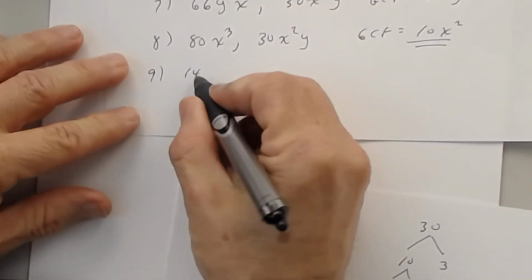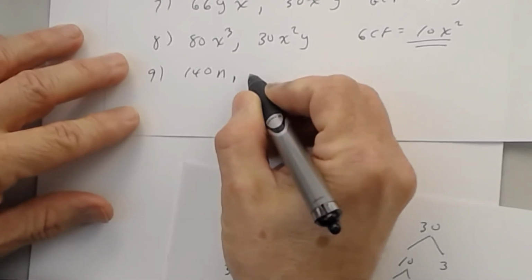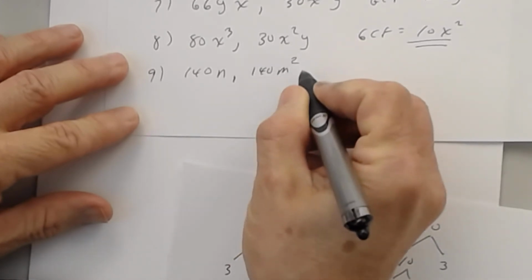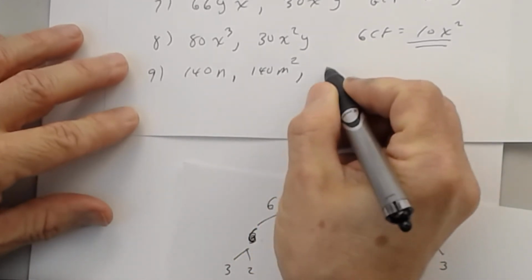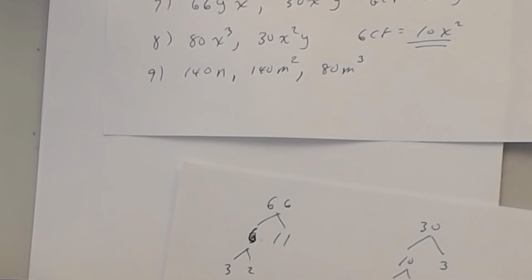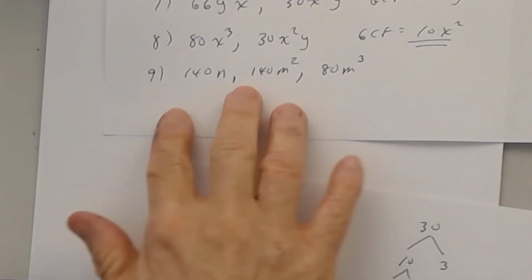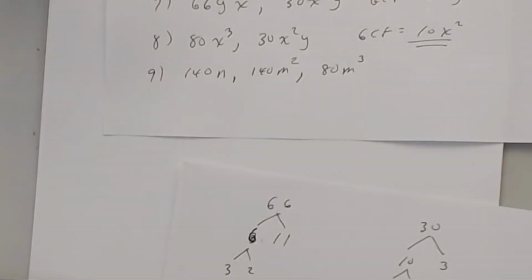All right, so let's suppose we had 140n, 140m squared, 80m cubed. Dude, if you're going to guess that many times, what I would have done is just do the factor tree. First of all, am I going to have any variables in my GCF? No, because are there n's in every term? No. Are there m's in every term? No.